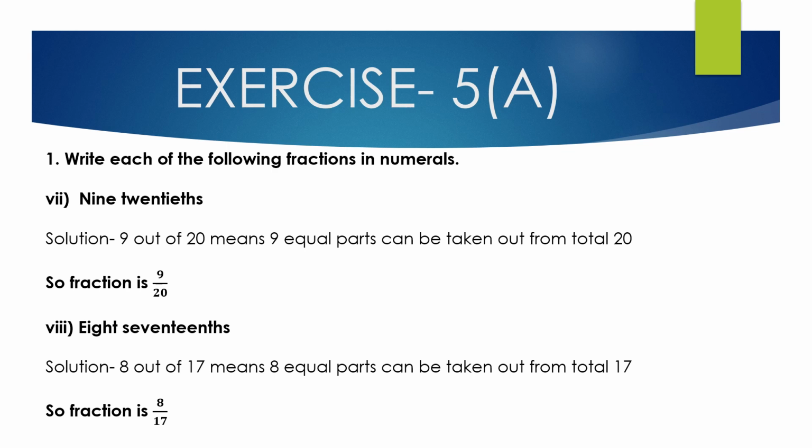The eighth one is 8 17ths. 8 17ths means 8 out of 17, that is, 8 equal parts are taken out of a total of 17. So we can represent the numeral 8 17ths as 8 divided by 17. So the fraction will be 8 divided by 17.